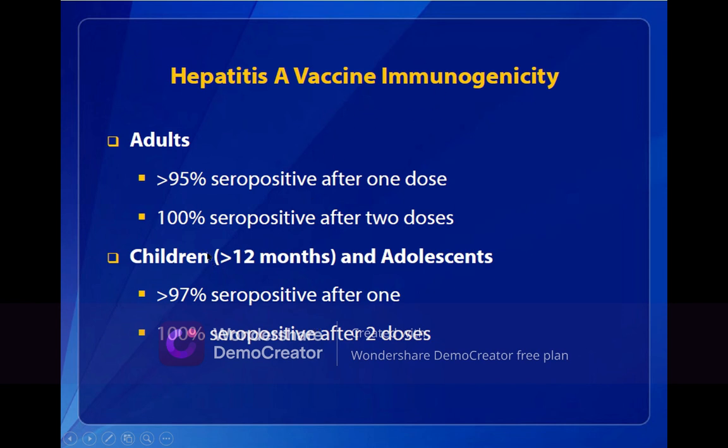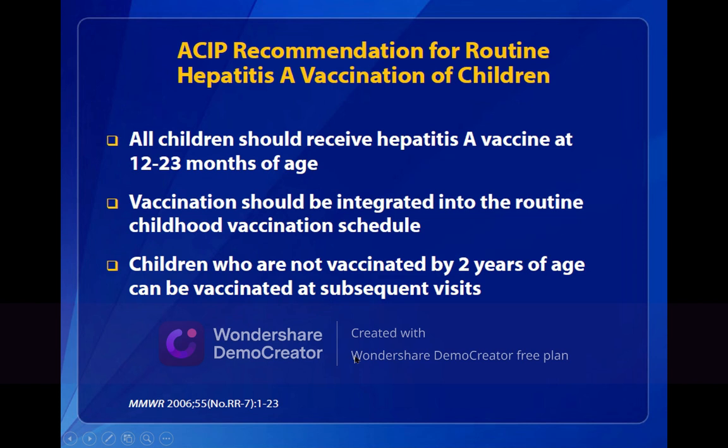As far as immunology is concerned, people remain IgG positive for life after they gain immunity. They are seropositive after 1 dose, and 100% seropositive after 2 doses. So mostly IgG is formed, giving acquired immunity. In children over 12 months and adolescents, more than 97% are seropositive after 1 dose. It is a highly effective vaccine in young people, and then after 1 month you give the second, booster dose.